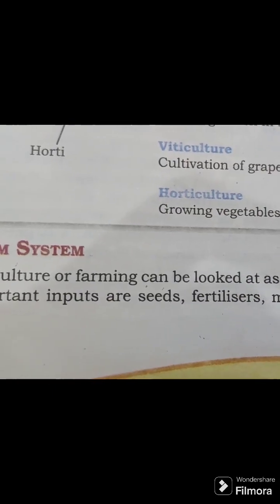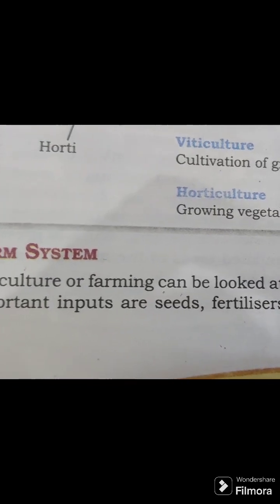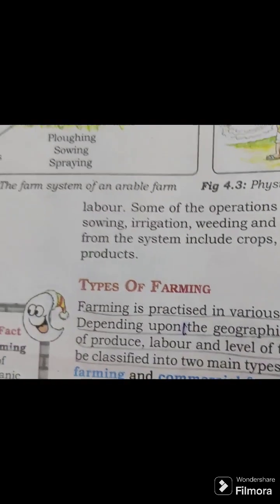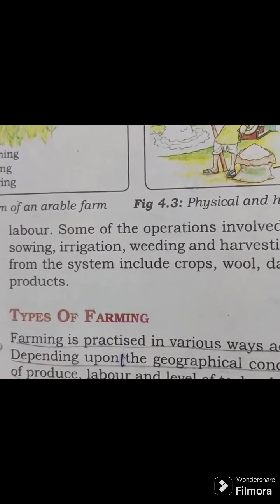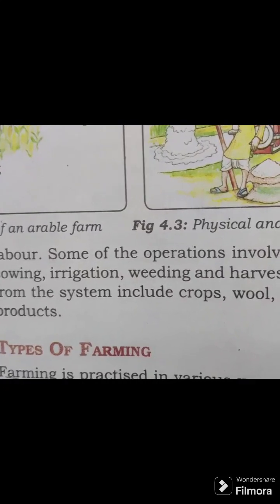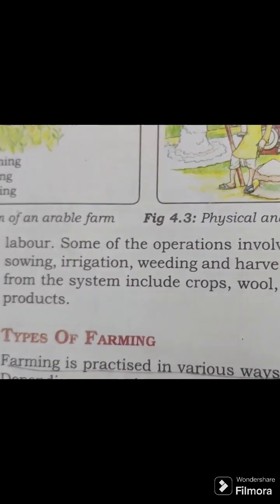Farm system. Agriculture or farming can be looked at as a system. The important inputs are seeds, fertilizers, machinery, and labor. Some of the operations involved are ploughing, sowing, irrigation, weeding, and harvesting. The outputs from the system include crops, wool, dairy, and poultry products.